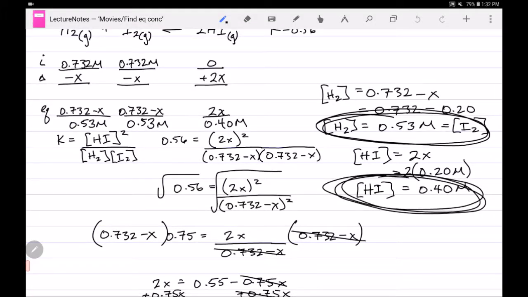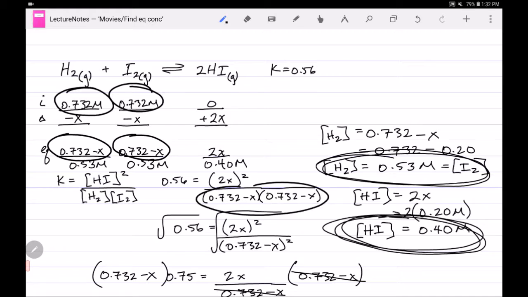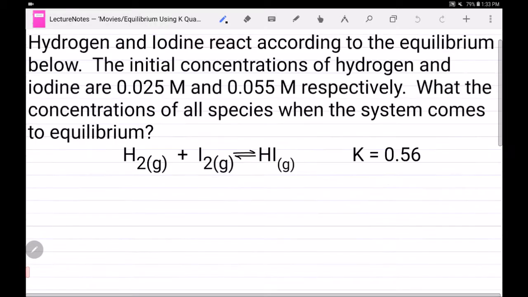In a previous movie, I did a sample problem where I was able to solve for x by taking the square root of both sides because the initial concentrations of hydrogen and iodine were the same, so the equilibrium expressions for those equilibrium concentrations were the same. So it ended up getting squared, so I could just square root both sides. That's a neat trick, but that doesn't always work. So what do you do if you can't do that?